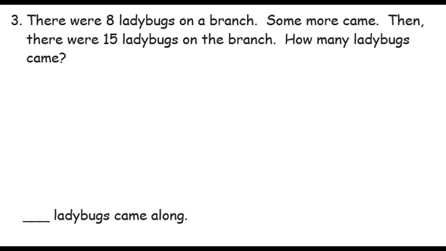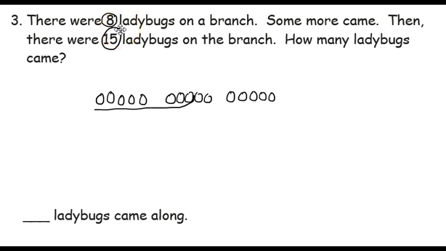Question number 3 says there were 8 ladybugs on a branch. Some more came. Then there were 15 ladybugs on the branch. How many ladybugs came? Well, let's start by showing the 15 total ladybugs on the branch. So we'll do a group of 5, and another group of 5 is 10, and one more group of 5 is 15. Then let's circle the 8 ladybugs that were on the branch at the beginning.